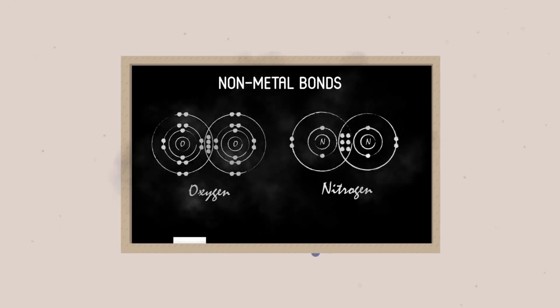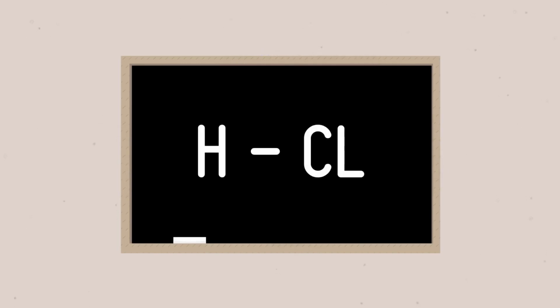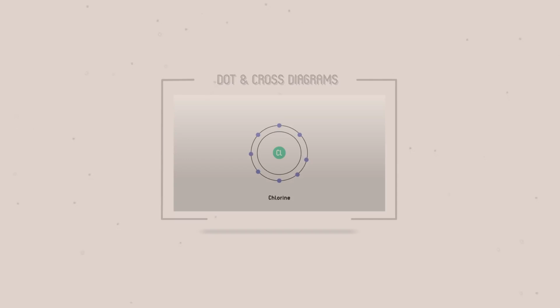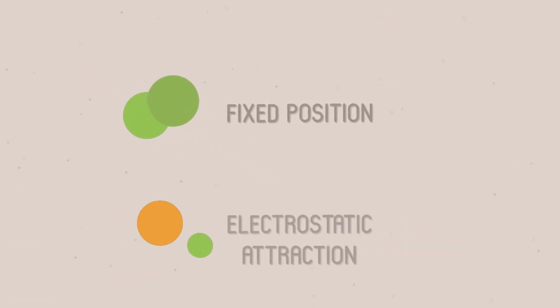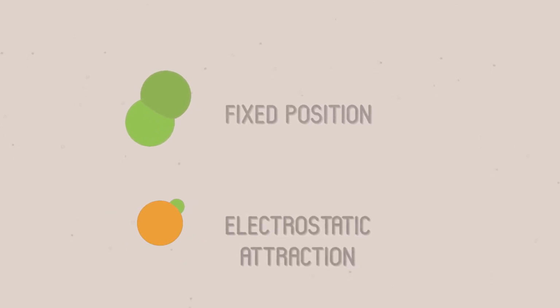or nitrogen. In the displayed formula of a compound, we represent a covalent bond with a straight line like this. We can also represent a covalent bond as a dot and cross diagram. These diagrams show only the valence electrons. Covalent bonds are directional, which means they are in a fixed position, like holding hands. This is different from ionic bonds, which are formed with an electrostatic attraction between charged ions.